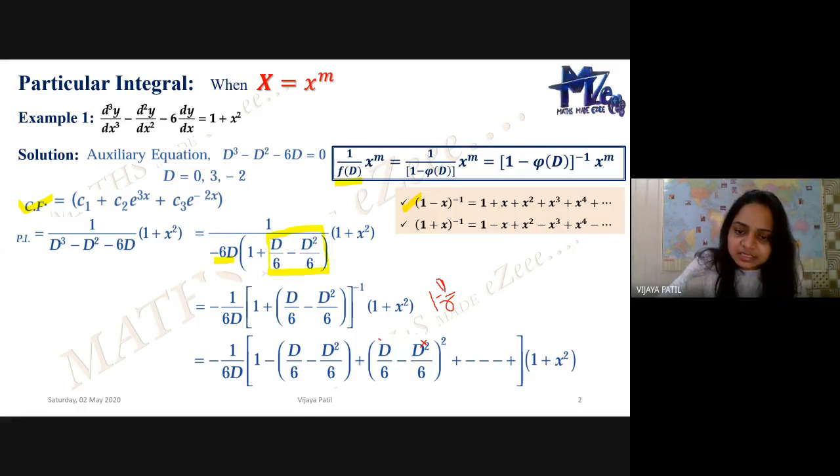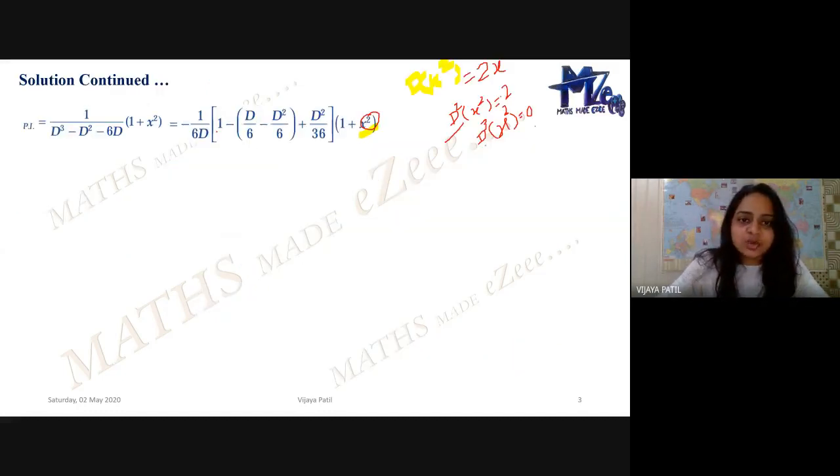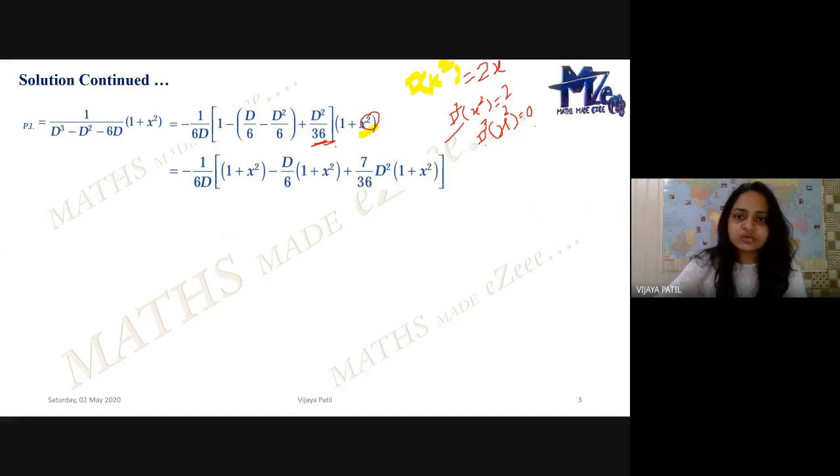What is this? Yes, the a square term I require here. So d by 6 to the power 2 will give me d square upon 36. And therefore, if you observe here, this is what we have done. So it's 1 minus d by 6 minus d square by 6 plus d square by 36. This is what we have restricted. Further terms we did not even have to consider. So it's minus 1 by 60, 1 plus x square. This 1 plus x square has just gone inside with each and every term. And so we have got this.